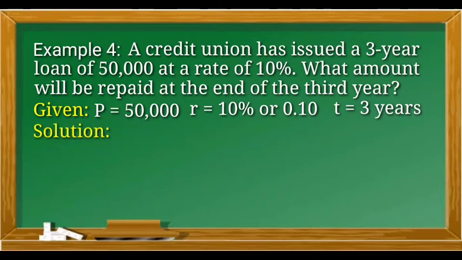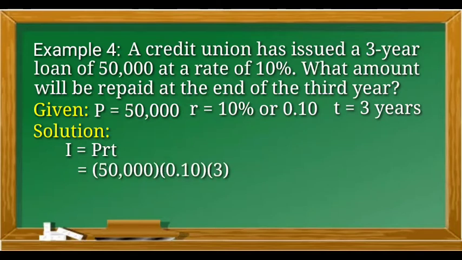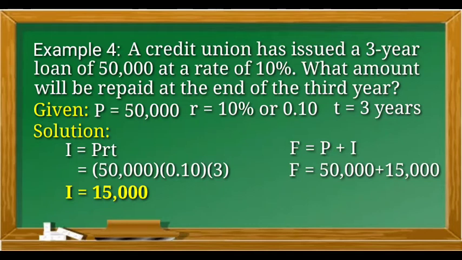Ang unang gagawin, kukunin natin yung I or yung interest. So, I equals PRT, which is equal to 50,000 times 0.10 times 3. Multiply natin silang tatlo. Ang magiging result ay I equals 15,000. The amount to be repaid is the principal plus the interest. F equals P plus I. Then we have F equals 50,000 plus 15,000, which is equal to 65,000.